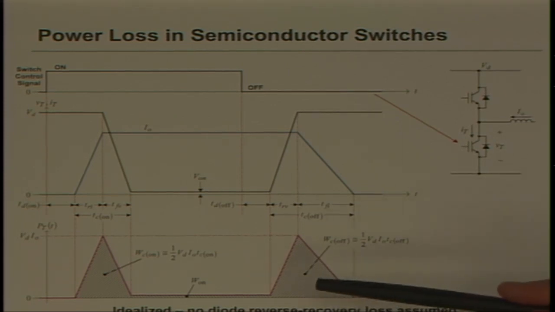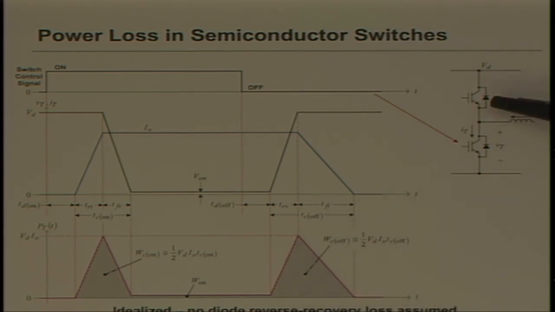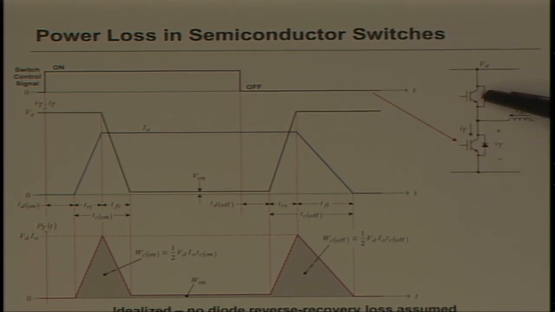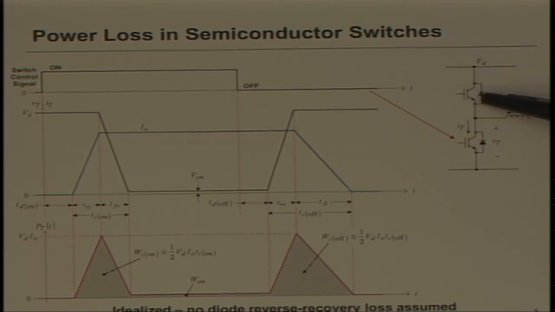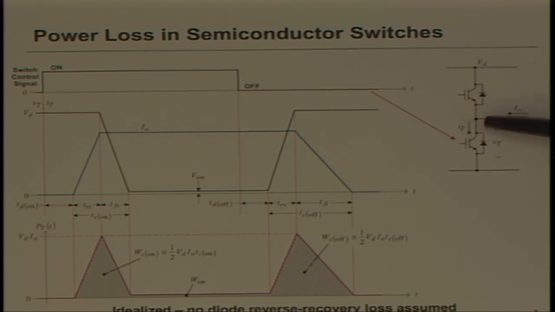But the important thing here to remember is that it's the diode characteristic, which is not an intrinsic part of the IGBT, right? The diode is actually co-packaged with the IGBT. These are two separate die put together in a package. And when I turn this device on, I have to deal with the characteristics of this diode.